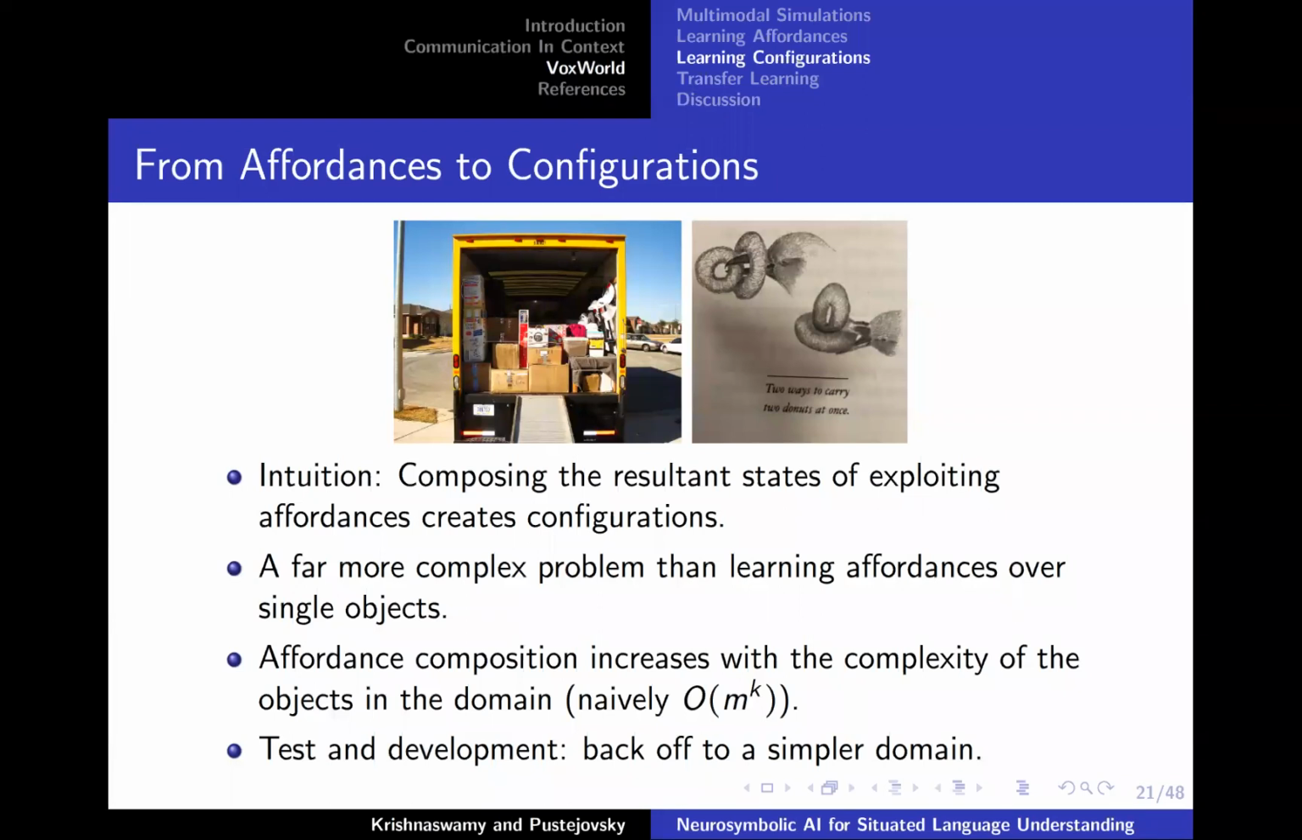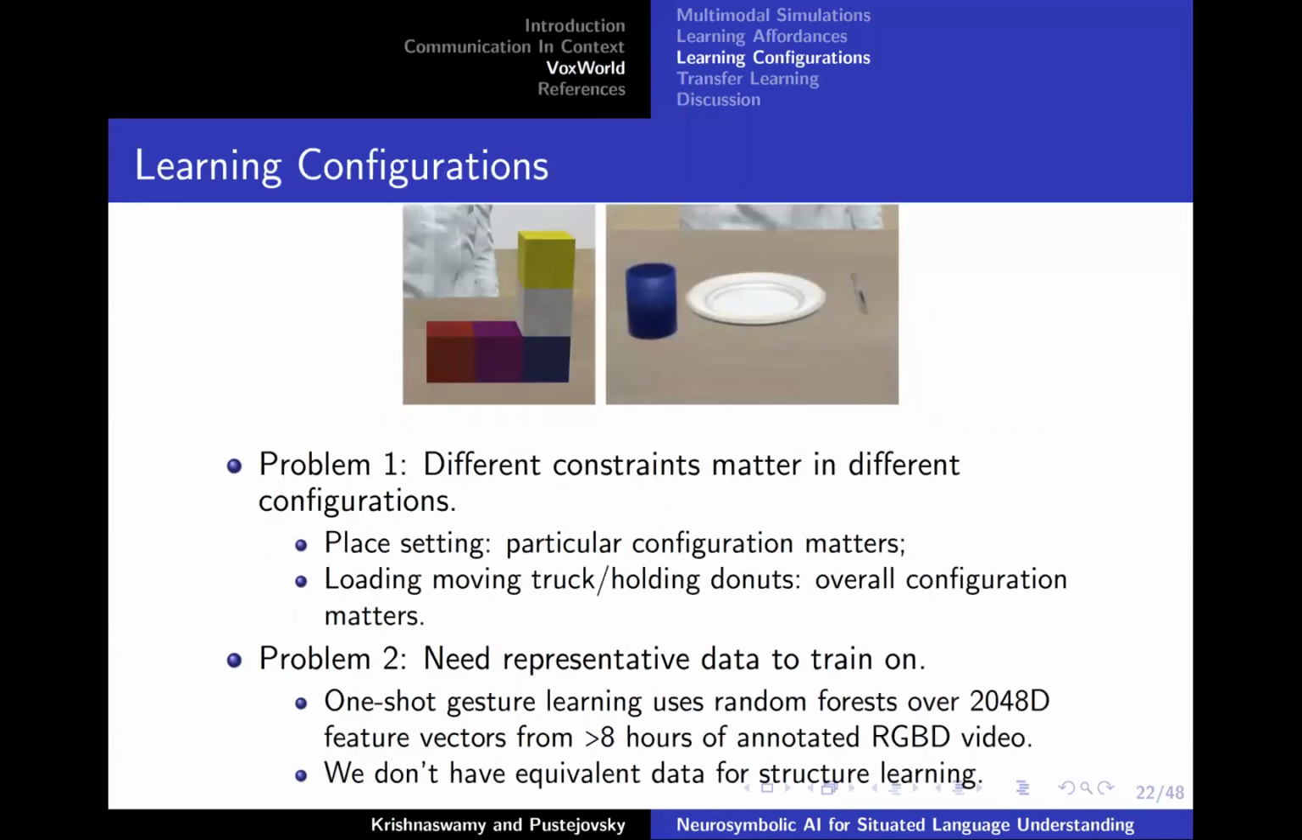However, this is a more complex problem than learning affordances over single objects. And so because of the complexity of composing individual affordances, we back off to a simpler domain where we can reuse them. We still have some problems. Different constraints matter in different configurations. So if I'm building a place setting, the particular configuration of the objects matters. I must put the plate in the center. If I'm loading a moving truck or holding donuts, it's really more the overall configuration of the objects that matters.